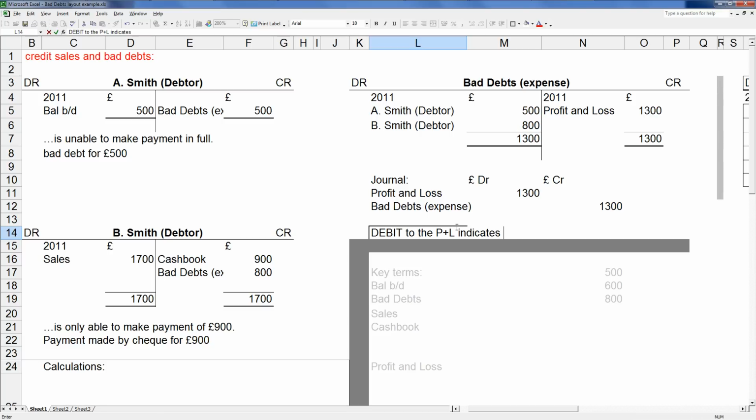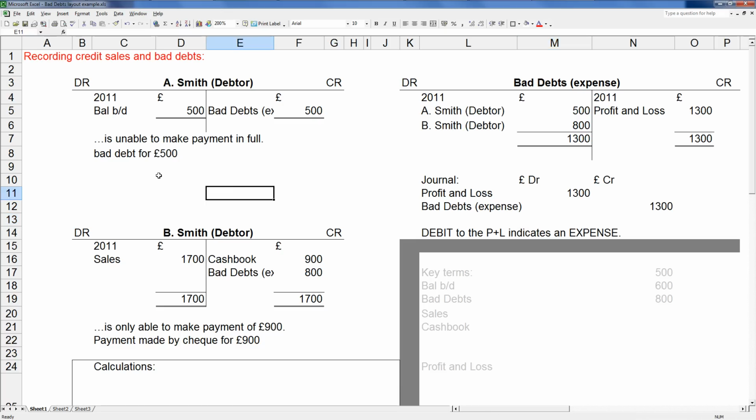Okay, so I'm moving on further to the next topic, which is bad debts recovered. But as far as this is concerned, just look at this example. Hopefully you found it useful. So we've looked at A Smith, which is a full bad debt. B Smith obviously was a bad debt as well, but one key term I can bring to you: cash book, because there's a payment made, we call it a partial payment. So the partial payment goes in the cash book, and the bad debt is written there as an expense.